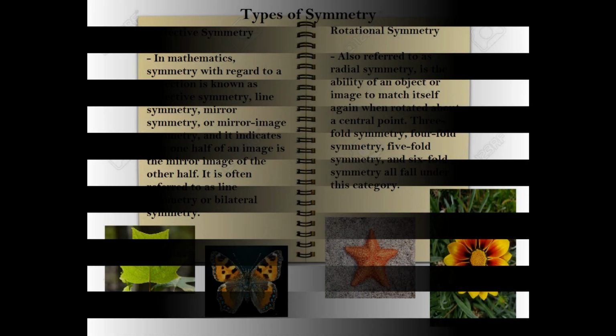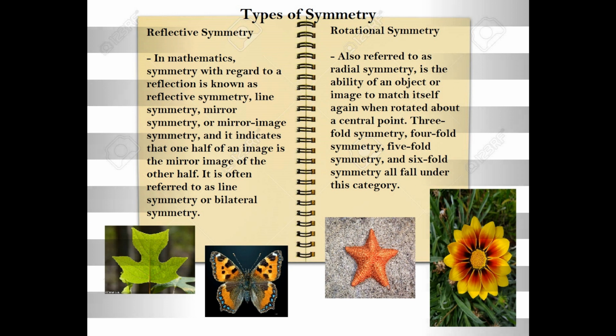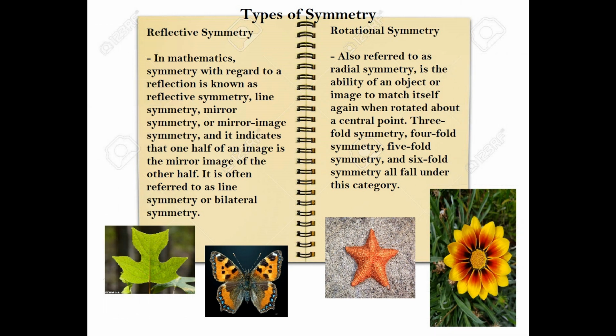There are two types of symmetry: reflective symmetry and rotational symmetry. First is the reflective symmetry. In mathematics, symmetry with regard to a reflection is known as reflective symmetry, line symmetry, mirror symmetry, or mirror image symmetry. And it indicates that one half of an image is the mirror image of the other half. It is often referred to as line symmetry or bilateral symmetry.